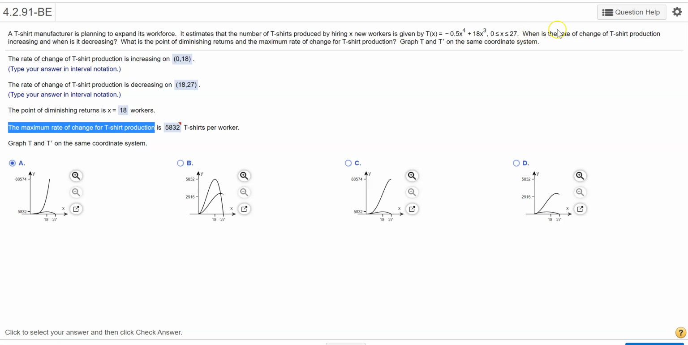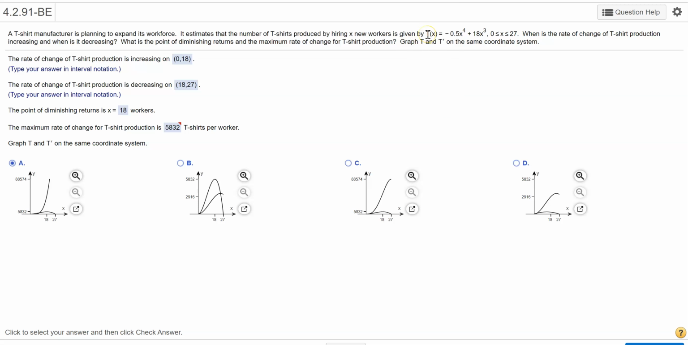So we're being asked, when is the rate of change of t-shirt production increasing and when is it decreasing? Then we're being asked, what is the point of diminishing returns? And here's the question that I was asked, the maximum rate of change for t-shirt production. Then we're asked to graph T and T prime on the same coordinate plane. I won't ask you that on a test. So if you need to use Desmos for that part, that's fine. But let's talk about this.